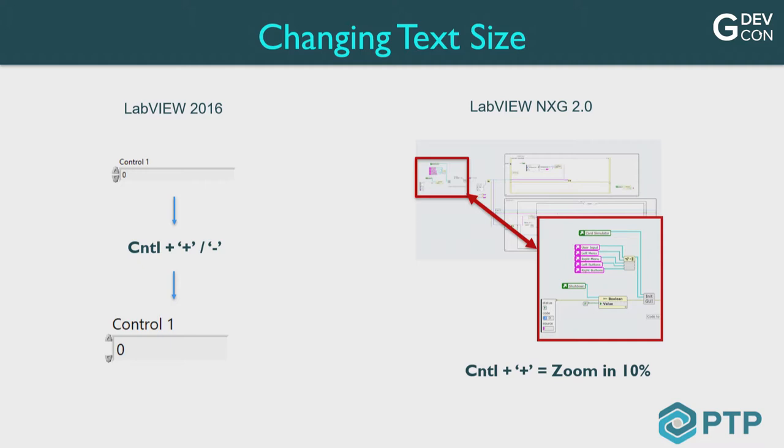Now this one's a brilliant one. Who likes text controls and hold down Control and Plus to increase the text size? We've all got really good at it, haven't we? So we all go, we're size 15, we want size 32, so you do that, and you smack that button 17 times. You've just zoomed in 170%.